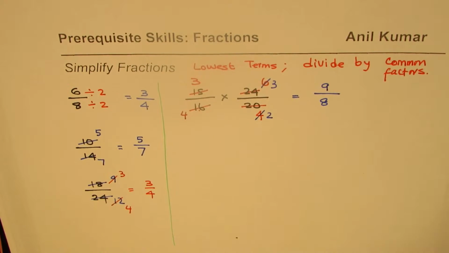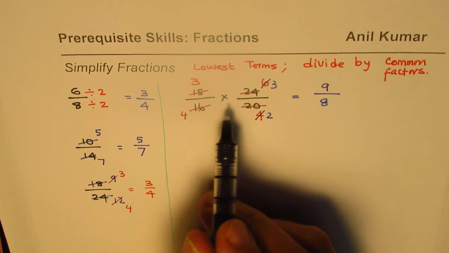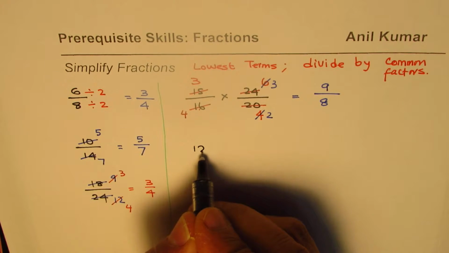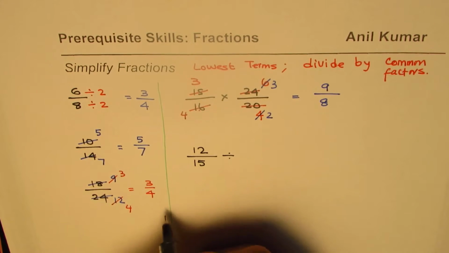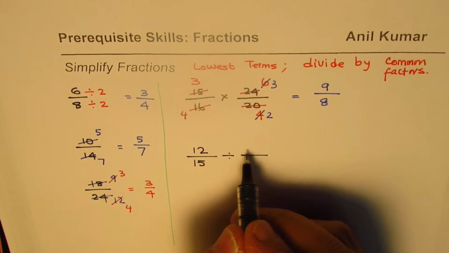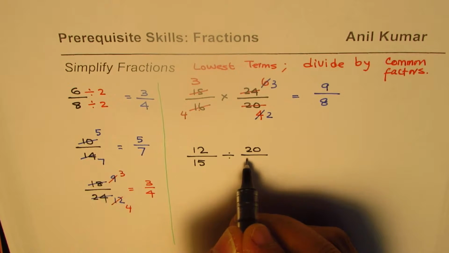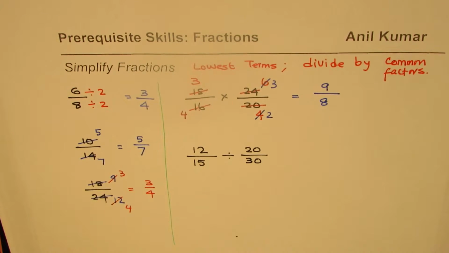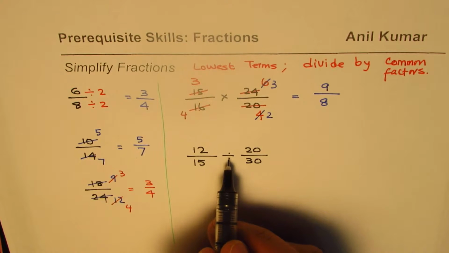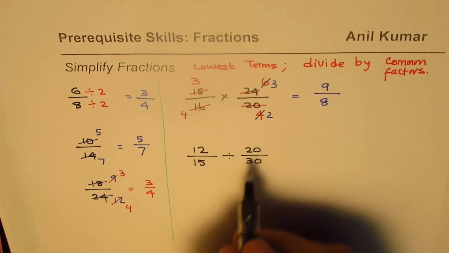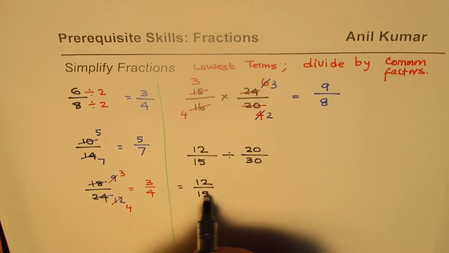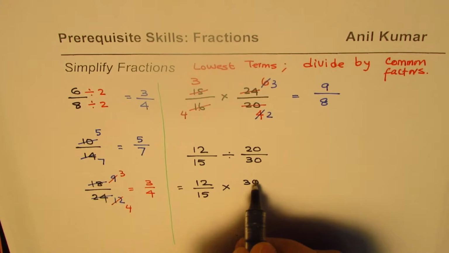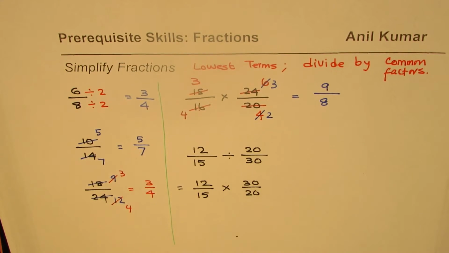So that is how you could do it. Let me take one more example. Instead of multiplication, if we have division, then what should we do? For example, we have 12 over 15 divided by, let us say 20 over 30. Okay, how do we do this one? Well, multiplication and division are reciprocals, so I could write this as equal to 12 over 15 times 30 over 20. So first write it as product multiplication, right?